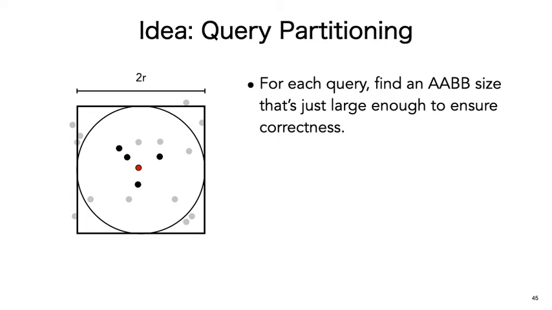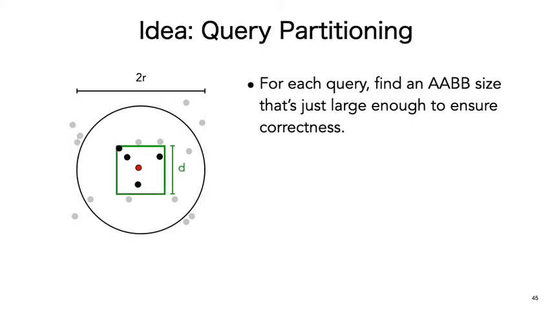So that leads to our idea of query partitioning. The idea is that for each query, let's find an AABB size that's just large enough. In this example, if we want to find the 4 nearest neighbors, then the smallest AABB would be one with D rather than 2R, which, as you can see, is much smaller. The new AABB is much smaller.